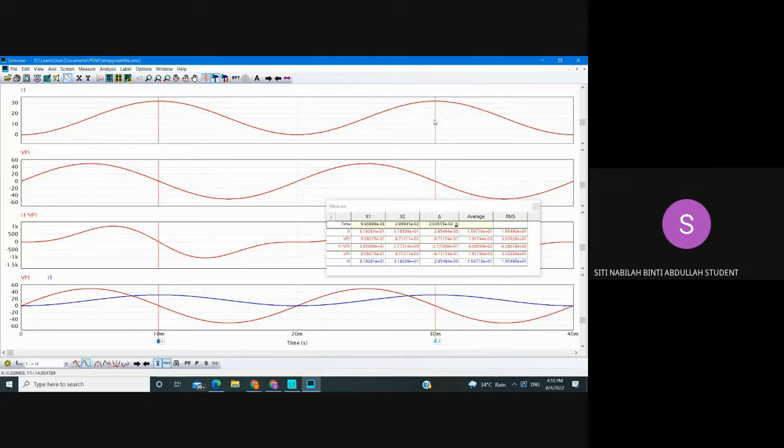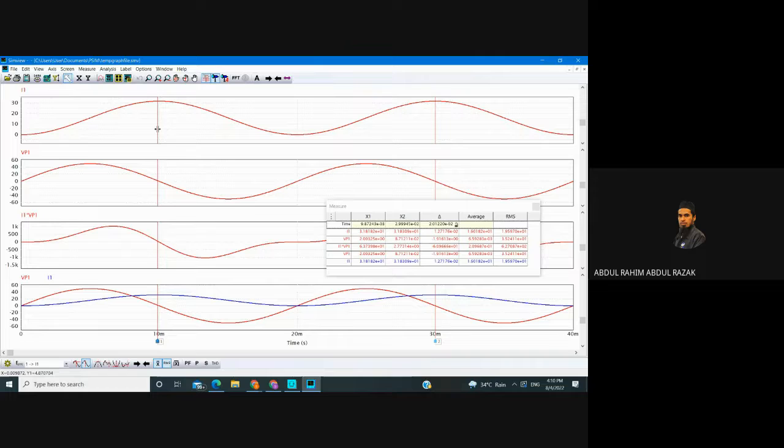Is that right, sir? Okay, X1 reads the peak or the instantaneous values of the curve. Can you see? If you shift the X1, it will read the crossing line between the curve and the line. That is the crossing value, the instantaneous value of the curve, whether it is I, V, or power, at that time, at X1's timeline.